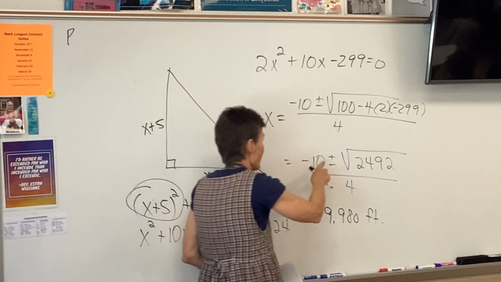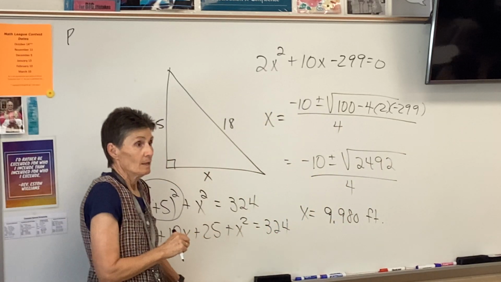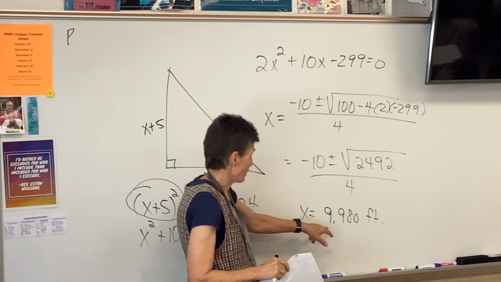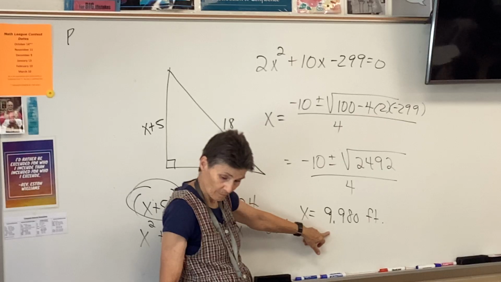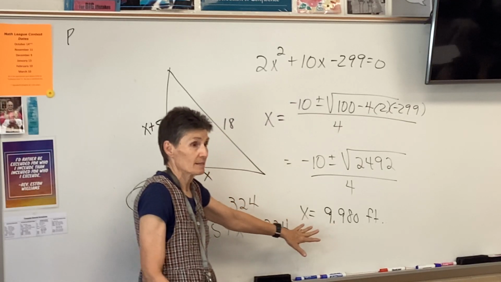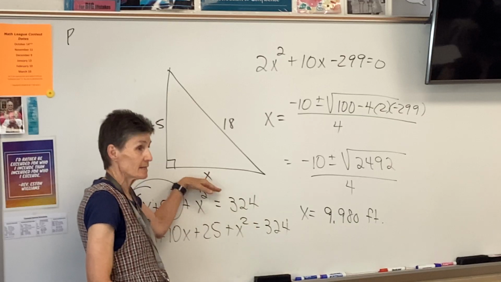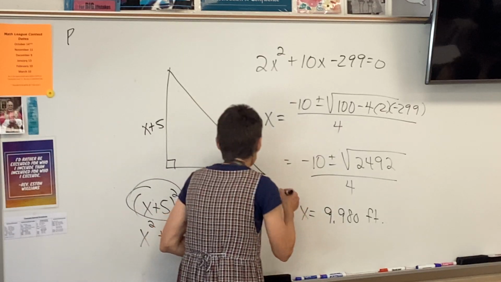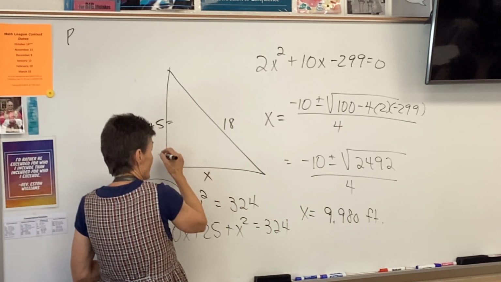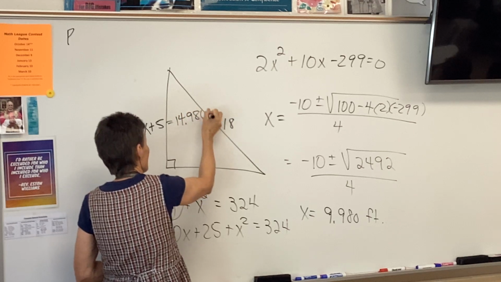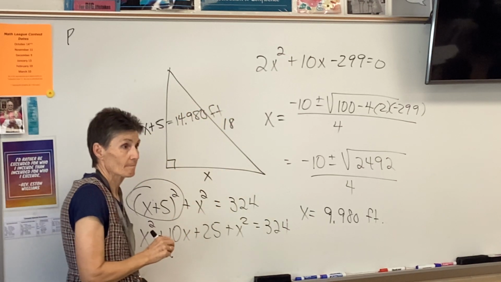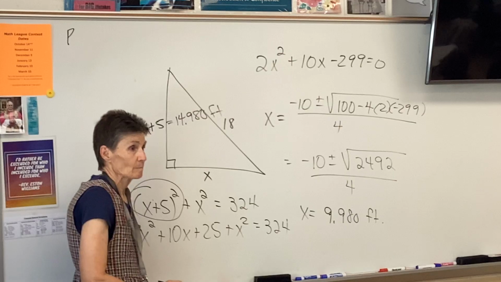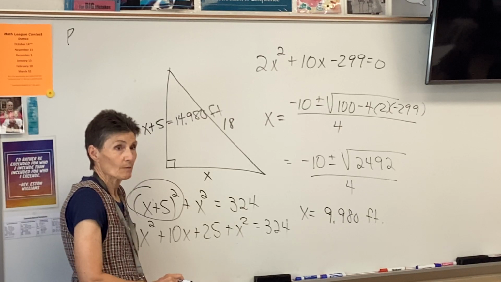Two answers, but what about one of them? One of the answers is negative, so it's extraneous, we throw it out. Be careful. First of all, is that right? 9.980. Now what's that? That's this. So what's the answer to the question? Add 5. So the actual answer to the question, how far up does the ladder reach, is 14.980 feet. Is that okay?